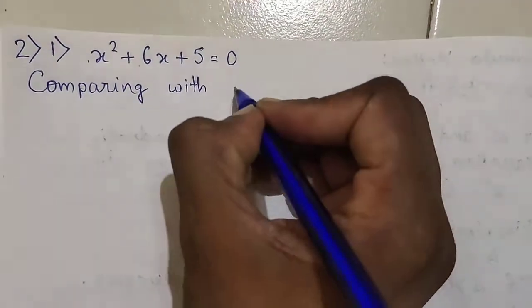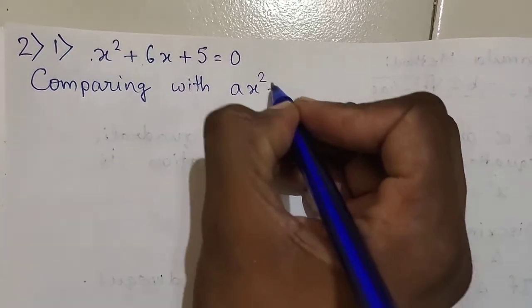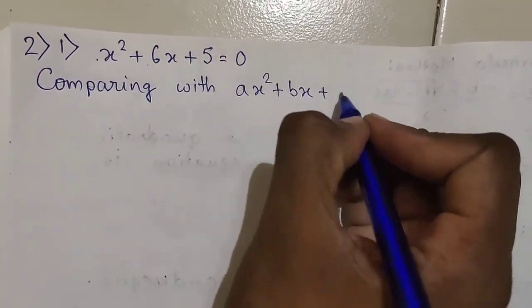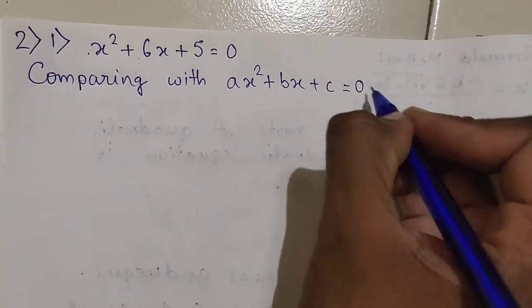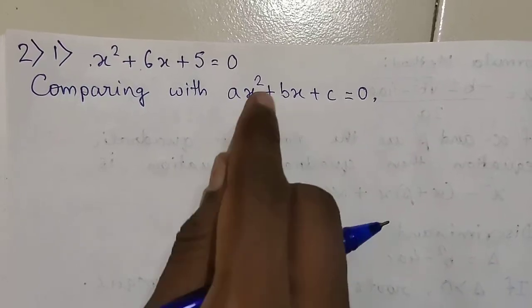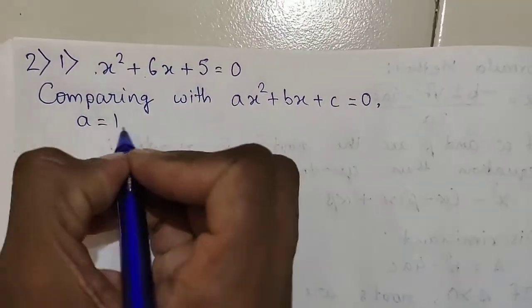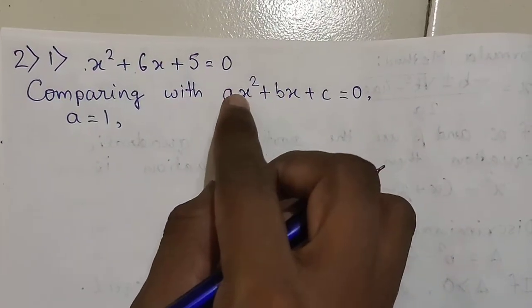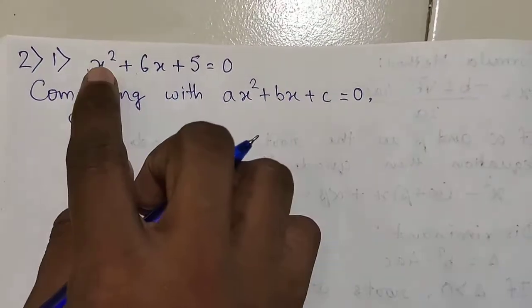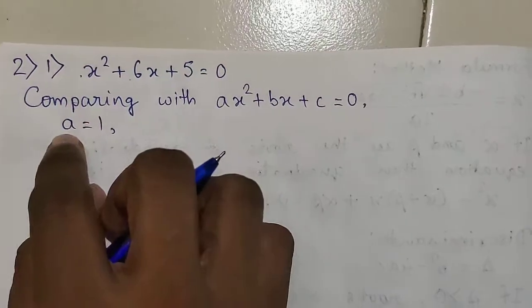What is your standard equation? ax square plus bx plus c is equal to 0. Now you are going to compare. So what is the a value here? 1. Okay, the a value means just before x square. Just before x square nothing is there, that means 1.